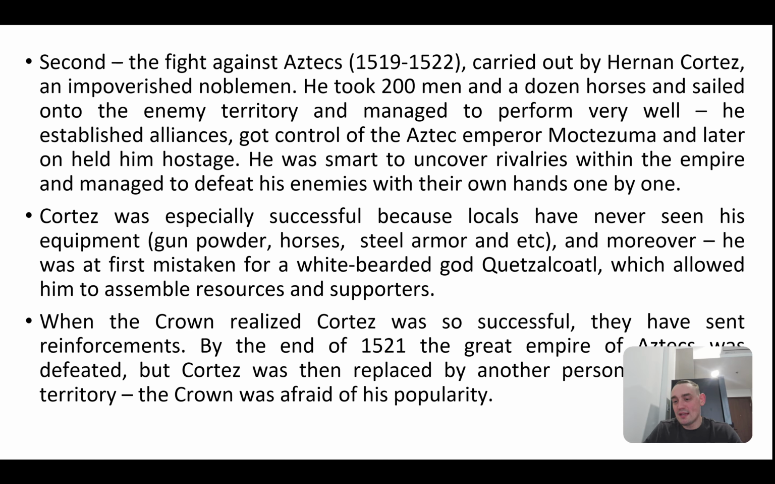He took 200 men originally, just 200 men and a dozen horses, and he sailed with one ship onto the enemy territory and managed to perform very well. He established alliances, and with the traditional divide and conquer, he managed to take down an entire civilization. He understood very well how the rivalries work over there, so he played those rivalries very well to his own benefit. And he got control of the Aztec Emperor Moctezuma, simply because diplomacy there was different, warfare was different.